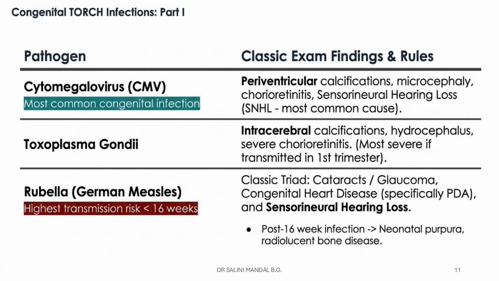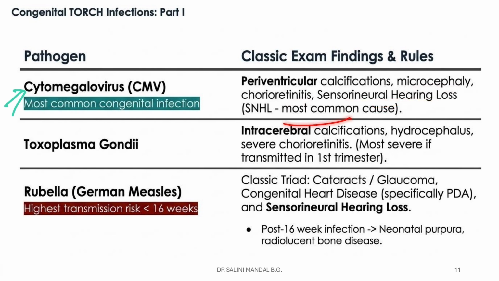So what happens is that the most common congenital infection, always remember, is cytomegalovirus. So cytomegalovirus is the most common congenital defect. But what is going to occur? There is going to be periventricular calcification, microcephaly, chorioretinitis. Okay, and there is going to be sensorineural hearing loss.